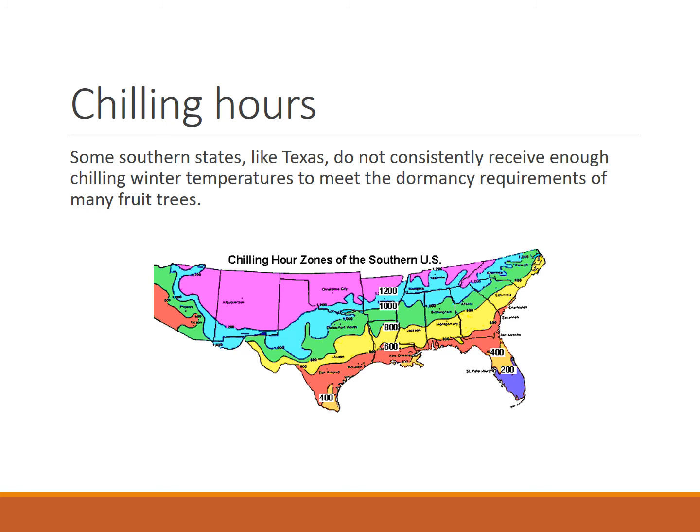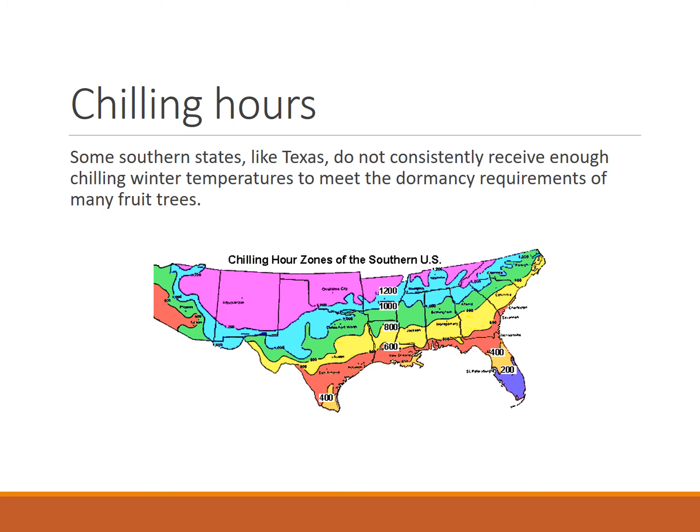So the southern United States is kind of broken up into various zones where the chilling hours have been recorded. If you look at the red color, anywhere in red, we're saying that area gets somewhere between 400 to 600 hours of temperature between 32 and 45 degrees Fahrenheit. If you move up to the yellow color, plants growing there would receive somewhere between 600 to 800 hours between 32 and 45 degrees Fahrenheit.